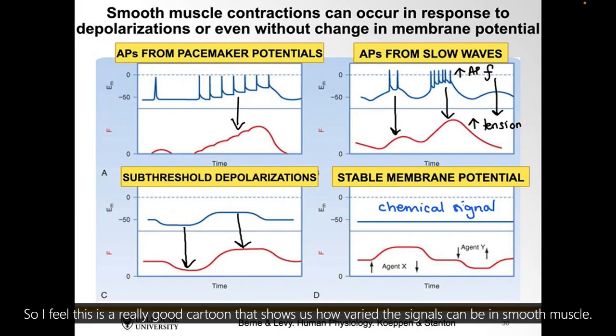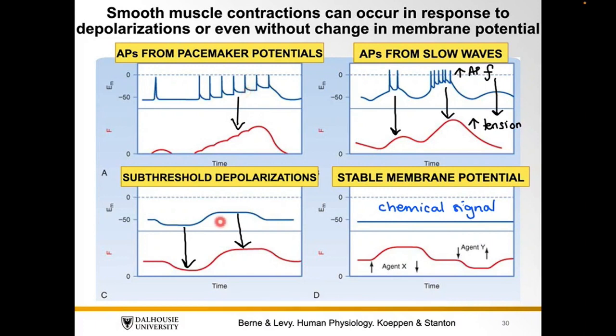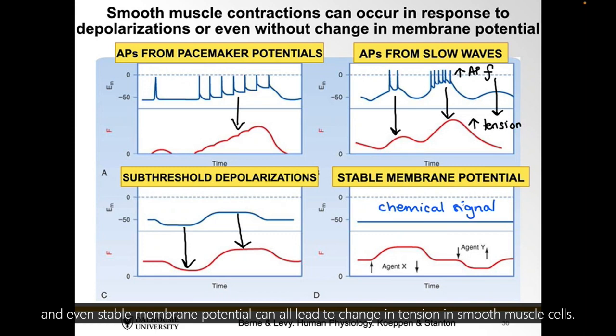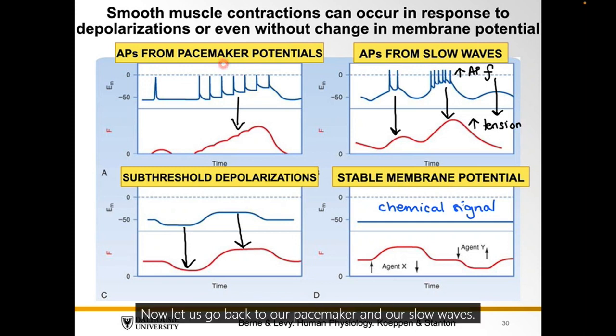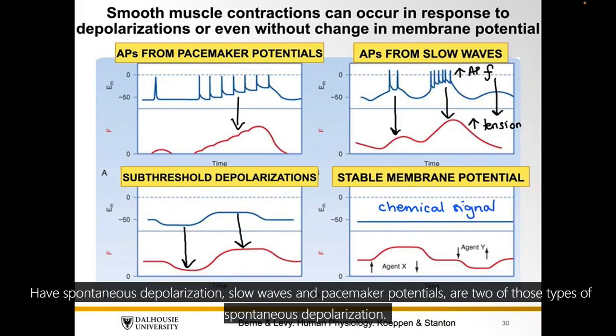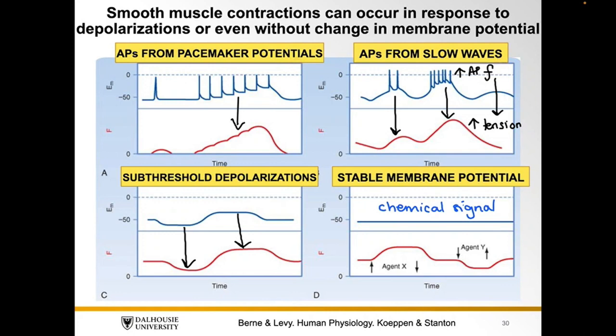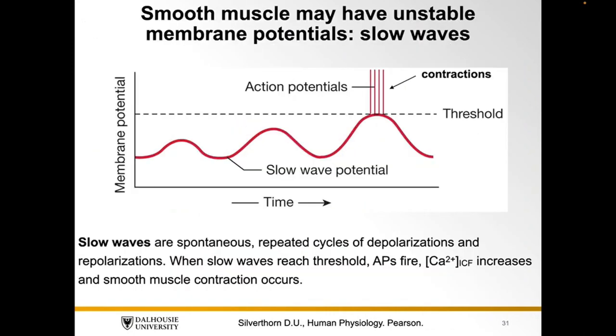So I feel this is a really good cartoon that shows us how varied the signals can be in smooth muscle. Action potentials, subthreshold depolarization, and even a stable membrane potential can all lead to a change in tension in smooth muscle cells. Now let's go back to our pacemaker potentials and our slow waves. A lot of smooth muscle cells have spontaneous depolarization. Slow waves and pacemaker potentials are two of those types of spontaneous depolarization.